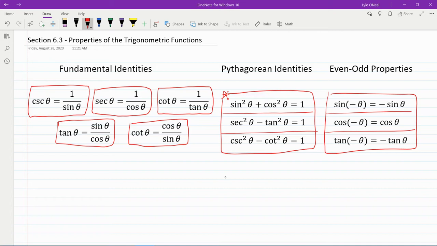I've not listed cosecant, secant, and cotangent because they are the same as their reciprocal functions. So for example, sine is related to cosecant, so cosecant of negative theta would be negative cosecant of theta. They're going to be the same as the ones they're related to.